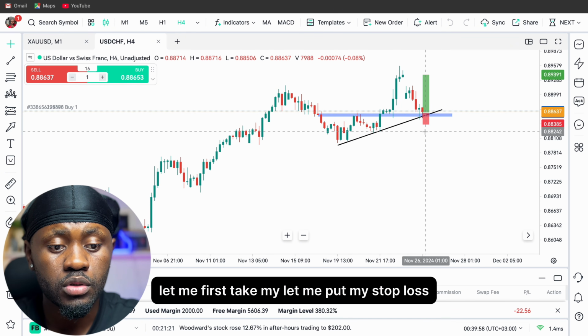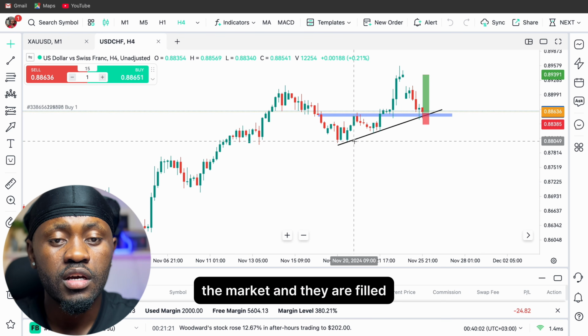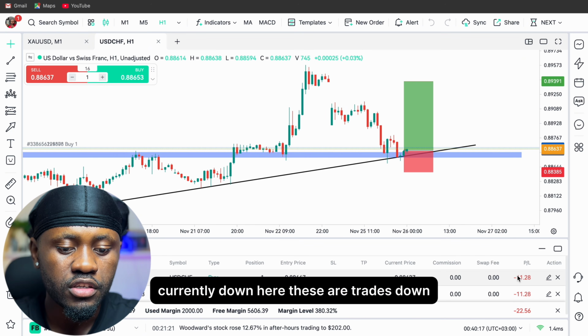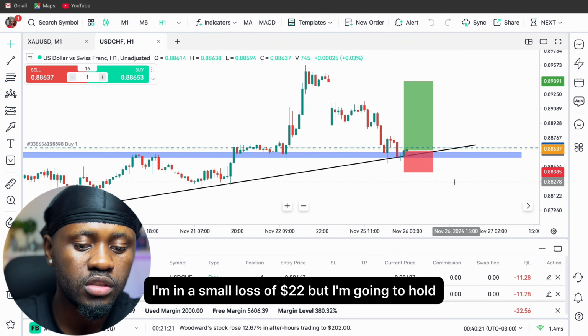Let me put my stop loss, and then I'm going to backtest for you and show you other gaps that were created in the market and they were filled. So I'm going to come back to the 1-hour candle. Currently down here, these are my trades. I'm in a small loss of $22, but I'm going to hold.